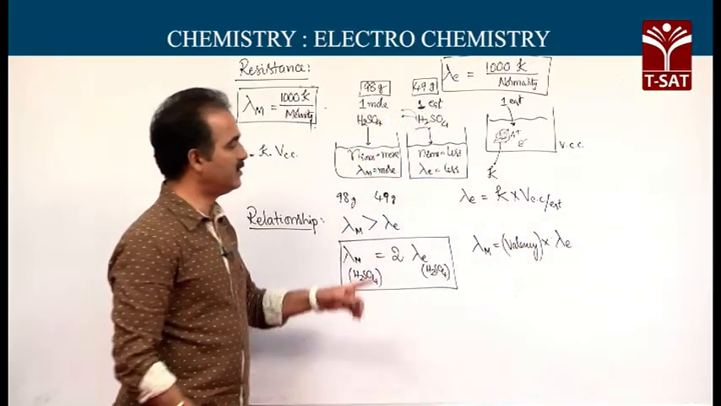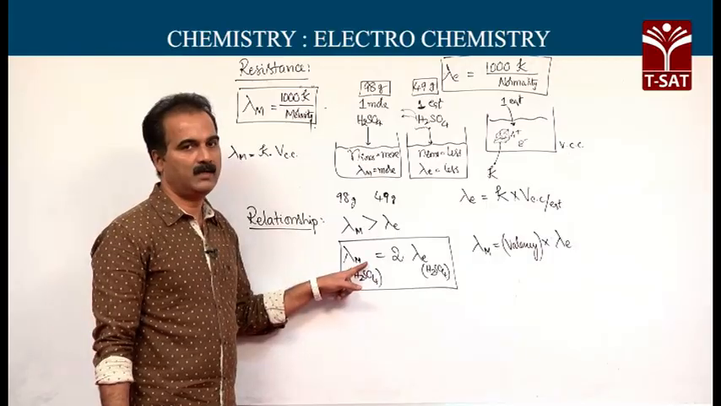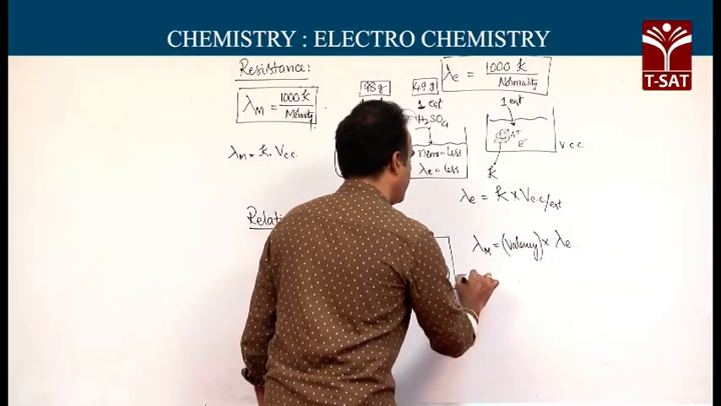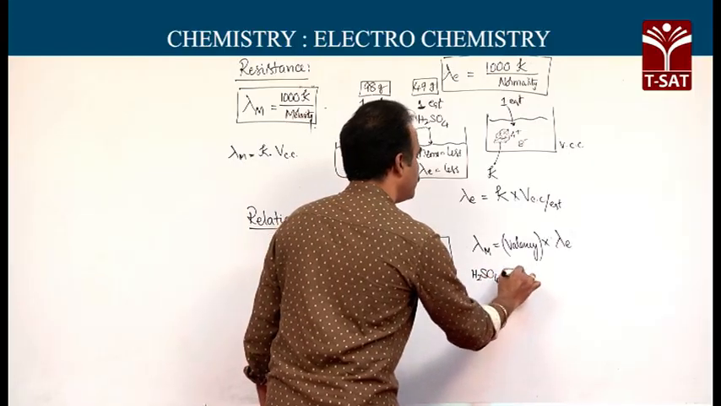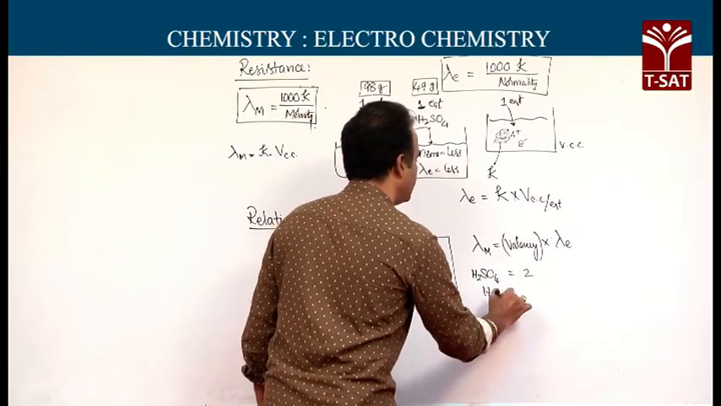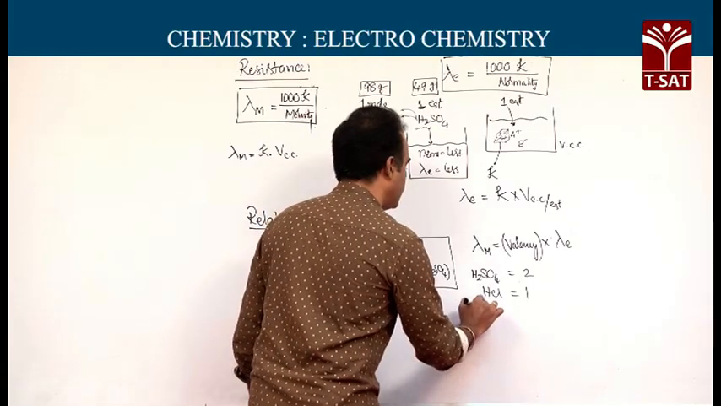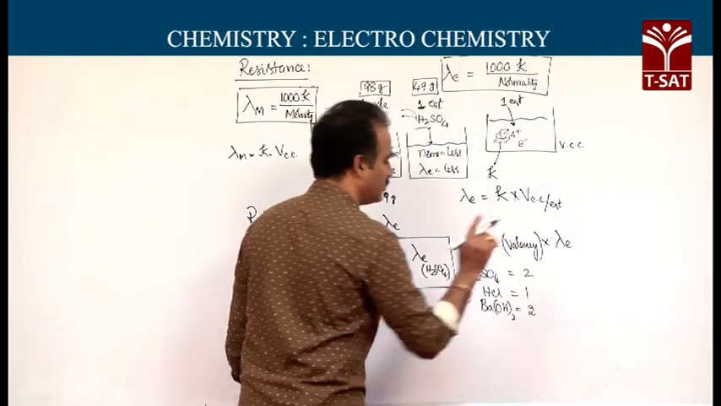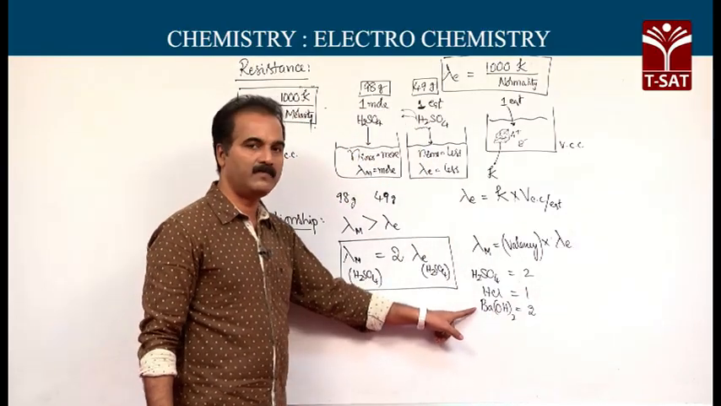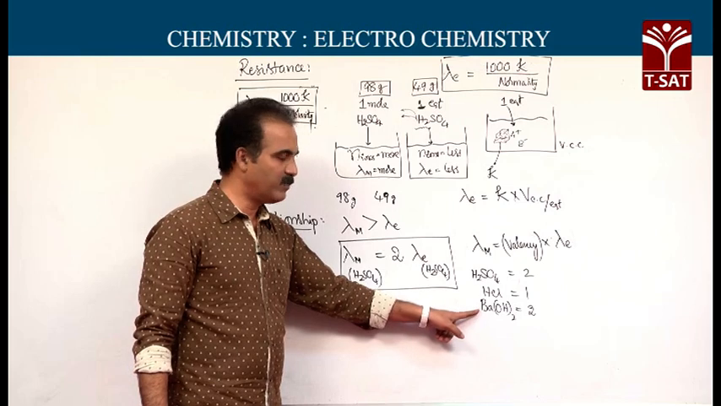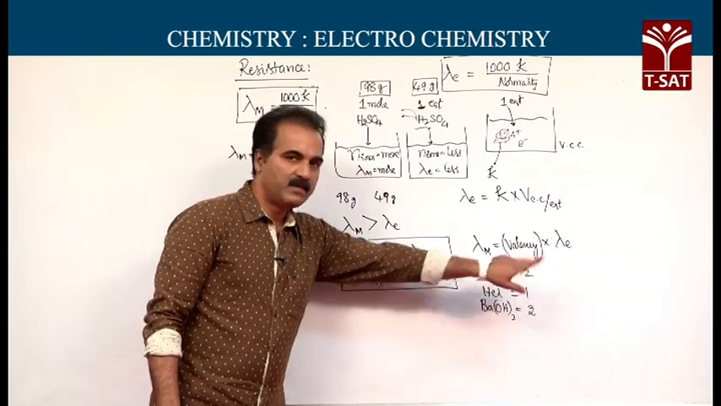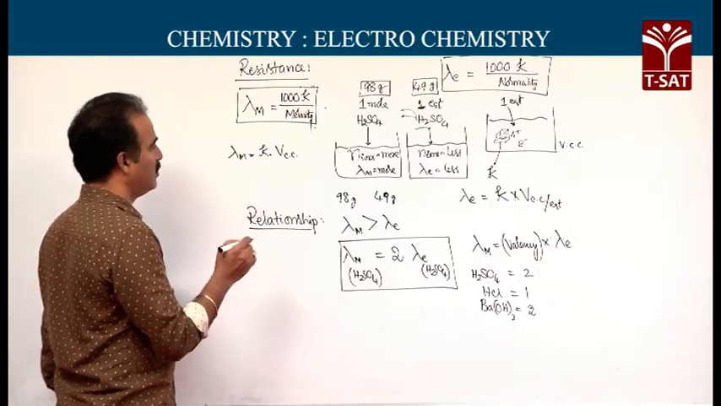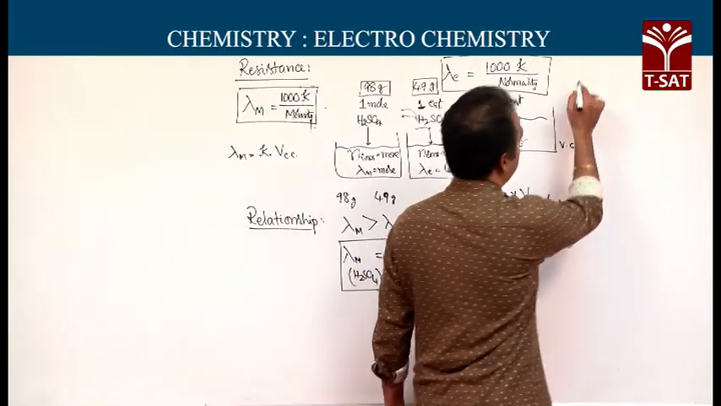How do we define valency for any acid? It is nothing but the number of replaceable hydrogens. So, for sulfuric acid the valency is 2, for HCl it is 1, and for barium hydroxide the valency is the number of OH groups, so it is 2. So, molar conductance of barium hydroxide is 2 times its equivalent conductance. Then how do we write it for a salt like aluminum sulfate?